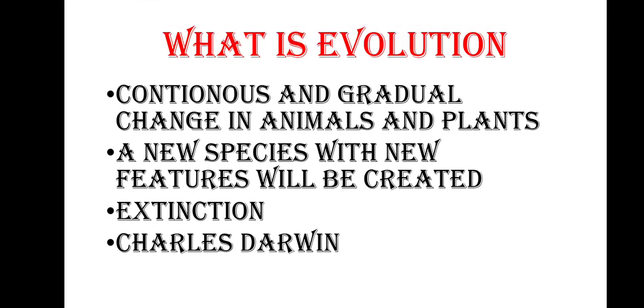So the definition of evolution is a continuous and gradual change in animals and plants. I repeat, evolution is a continuous and gradual change in animals and plants. It means it is happening continuously. It has happened from so many years back. Today also it is happening, but how is it happening? It is happening very slowly.